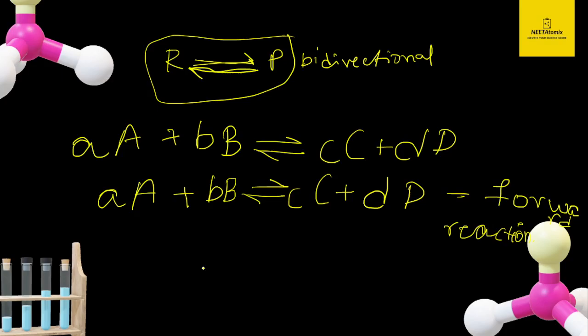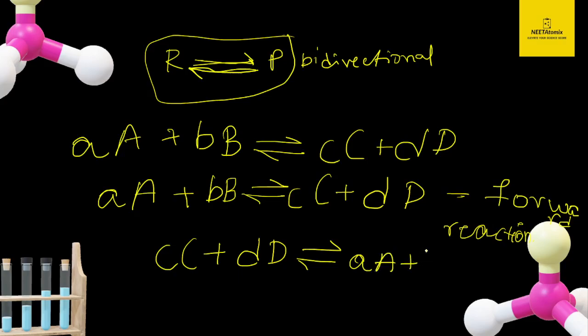The next one which we are writing is the backward reaction. The backward reaction is the reaction in which the products become the reactants. C plus D gives rise to A plus B. This is the backward reaction.